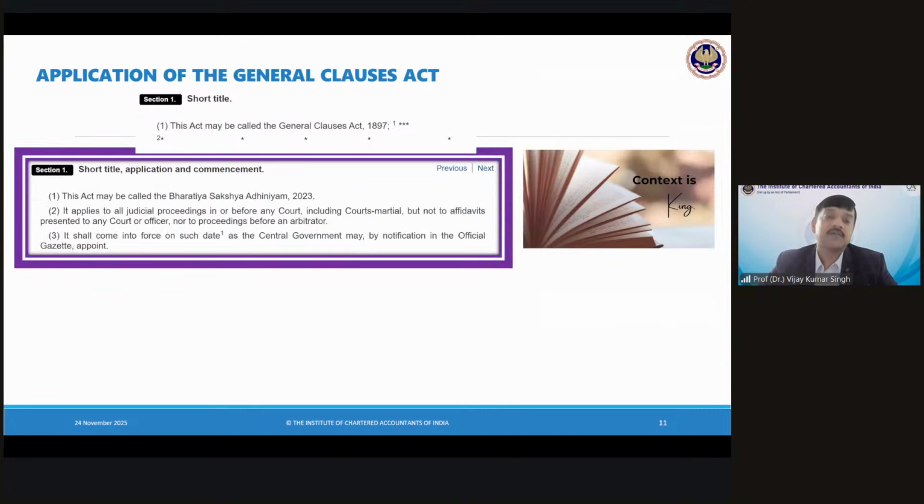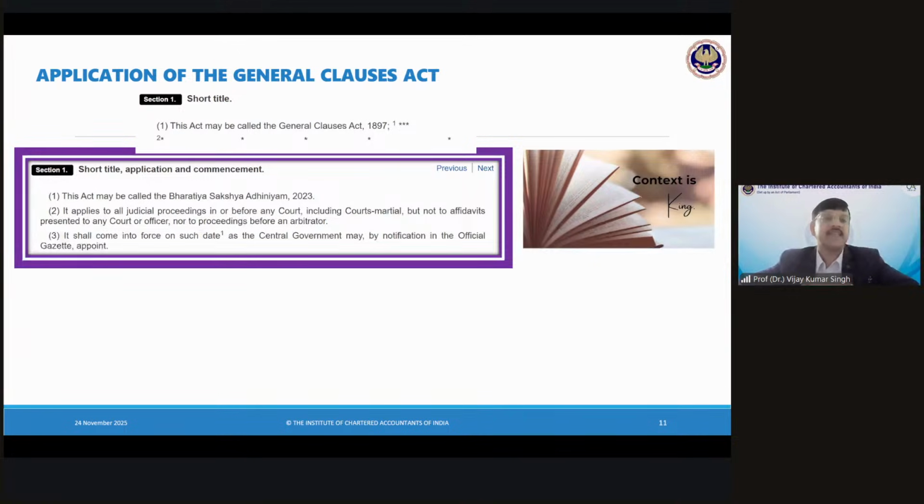So, the application clause you will find in multiple legislations. Every legislation has an application clause. However, in this law, you don't find that application to a particular state is excluded. For example, I have given an example of the Bharatiya Sakshya Adhiniyam.